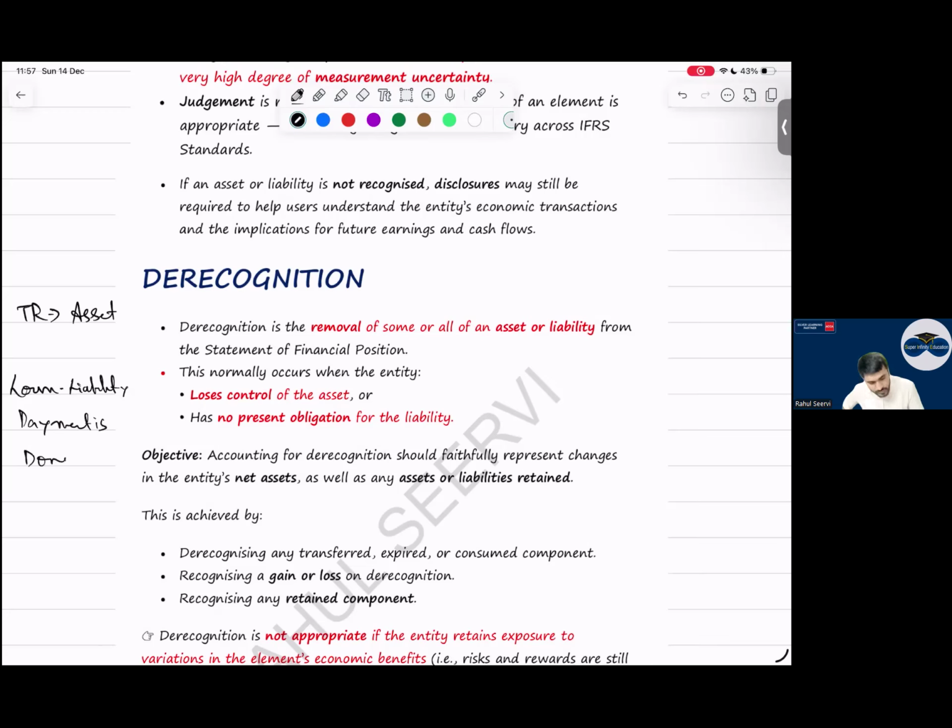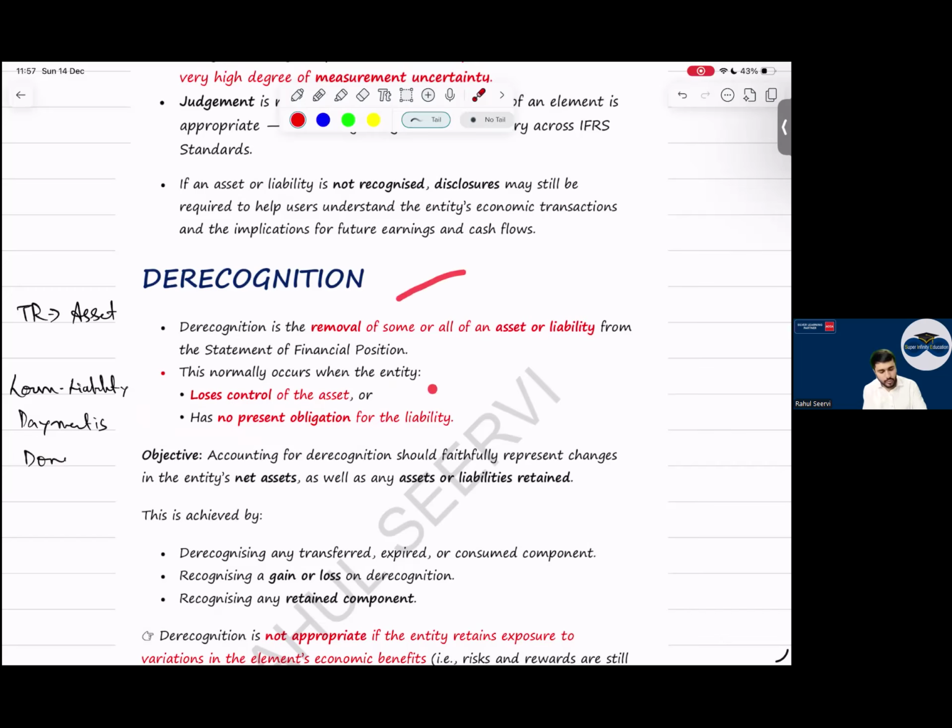So, recognition means what? When you recognize, provide relevant and faithful representation. Relevant means it should affect the users. Faithful representation means substance over form. Derecognition is the removal of some or all of an asset or liability from the statement of financial position. This normally occurs when the entity loses control over the asset, or has no present obligation for the liability. Once I make the payment for the loan, is there any obligation on me? No.